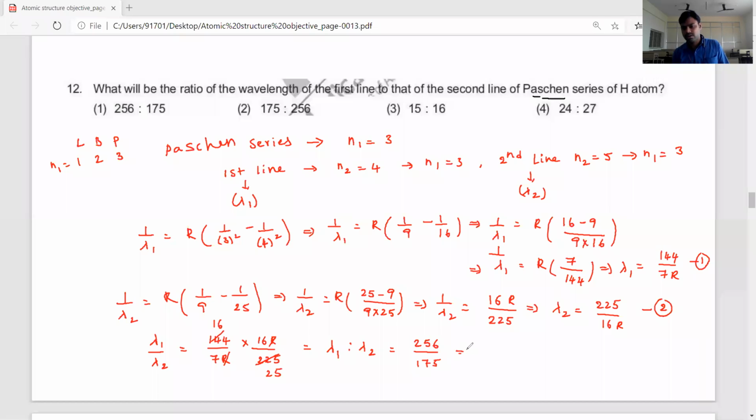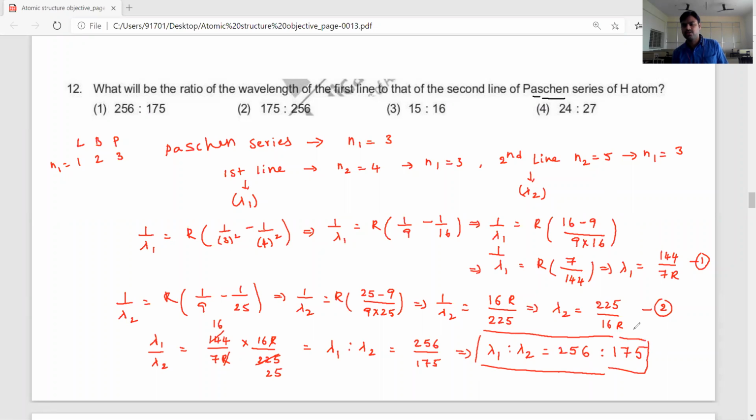Therefore lambda 1 : lambda 2 is equal to 256 : 175. Okay dear students, it is very clear. Anybody have doubt? Let me know now.